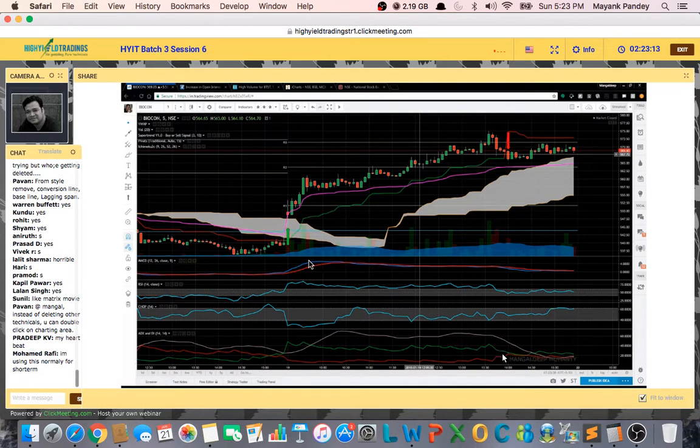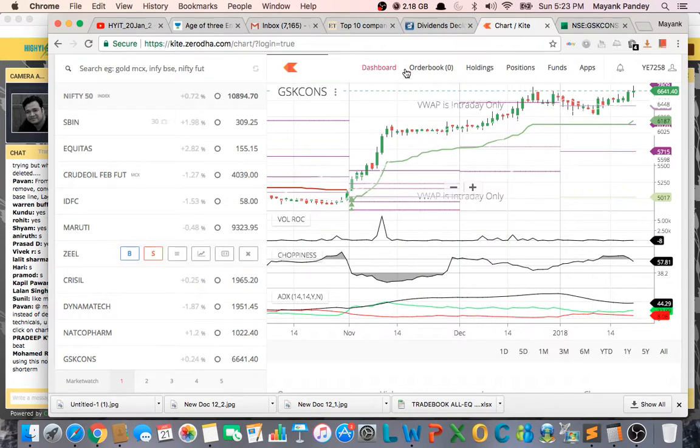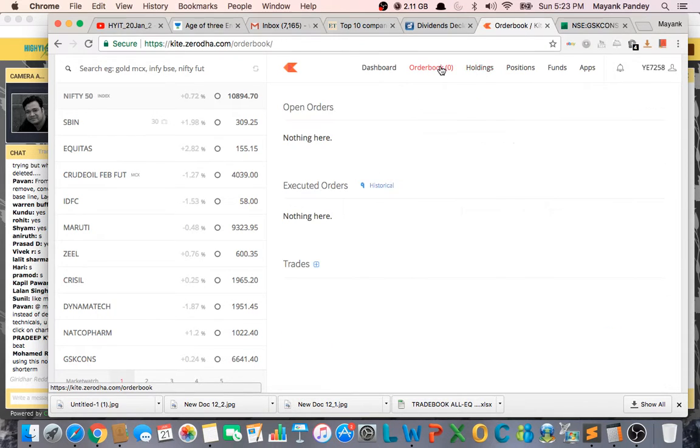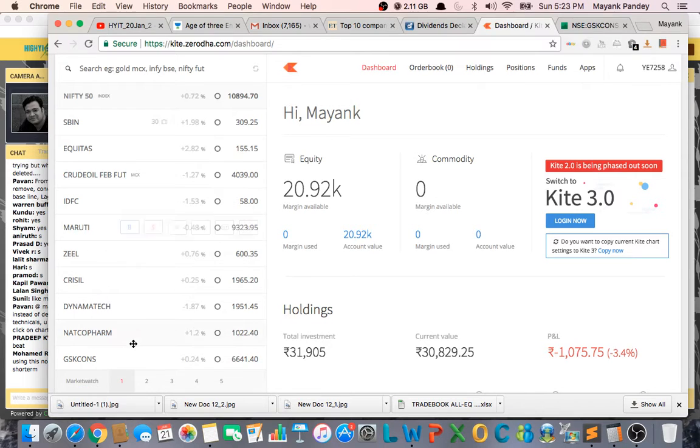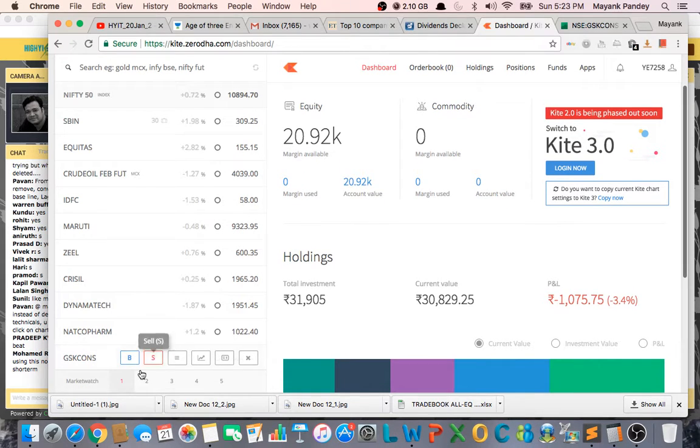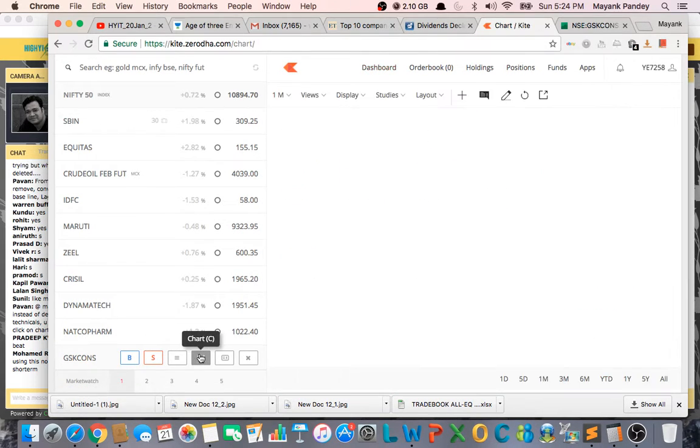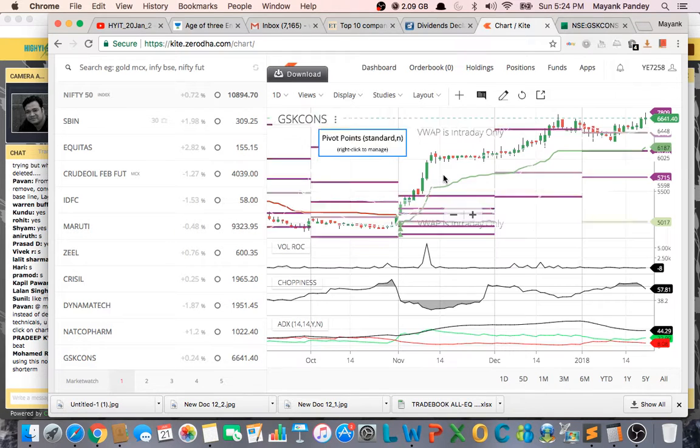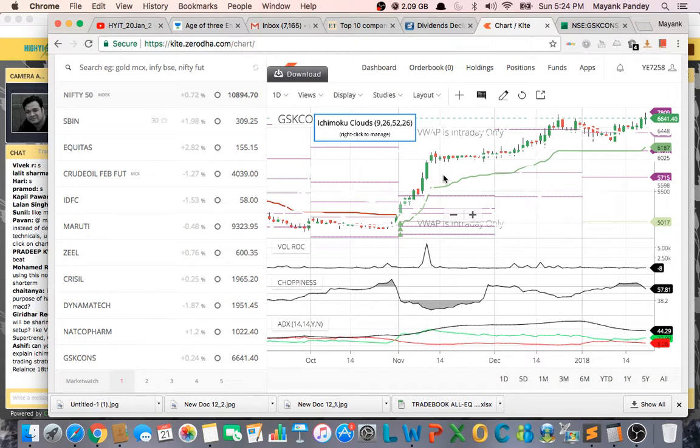Pavan is saying, Mangal, in deleting other technicals, you can double click on the charting area. Not pretty sure, Pavan, what you mean by that. But if this is something good, I would request you to please make a small note of it and paste it on Discord so that it can be helpful to others as well.